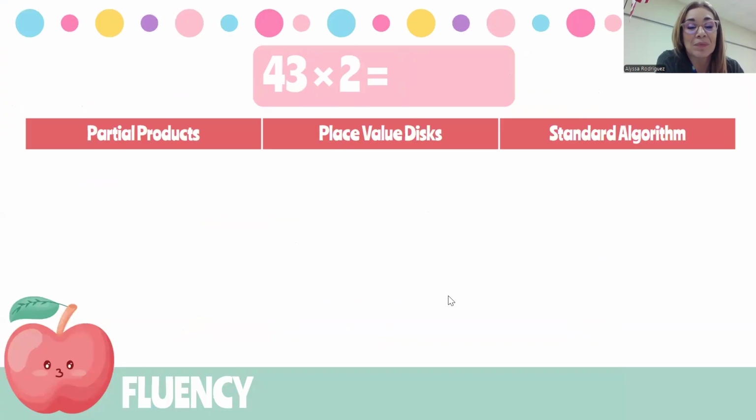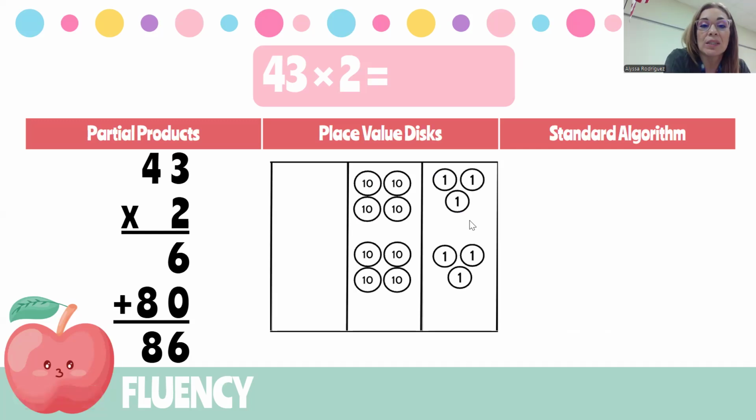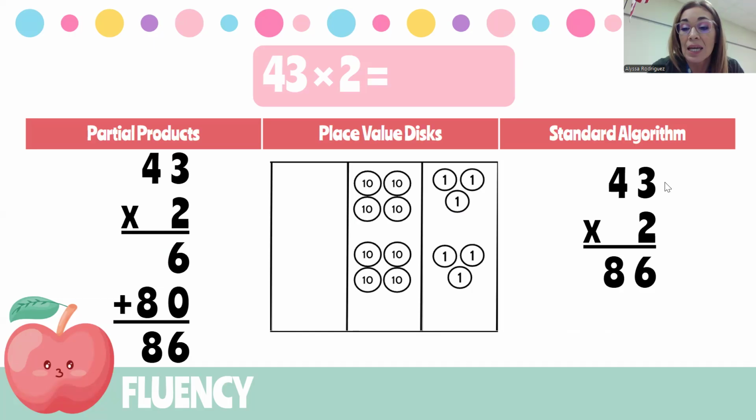Okay, fluency. All right, we got our partial, we got our place value, and we have our algorithm. So this is what partial looks like. 3 times 2 is 6. 4 times 2 is 8, but we're putting that 0 at the end, and that gives us 86. With the discs, we got 43, but we need 2 sets of 43. So we got 43 and 43. We added together to get 86. And then we have our standard algorithm. So those are your 3 ways to answer this problem.